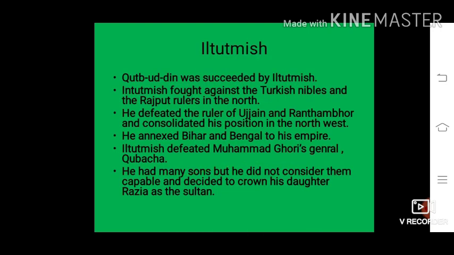Okay, come back. Iltutmish defeated Muhammad Ghori's general Kubacha. And then he had many sons. It is said that Iltutmish had many sons, but he did not consider any one of them capable, and he decided to give his crown to his daughter Razia Sultan. This is important, students, that in 1236, Iltutmish's daughter Razia Sultan became the Sultan.